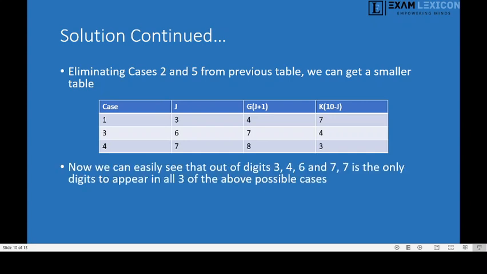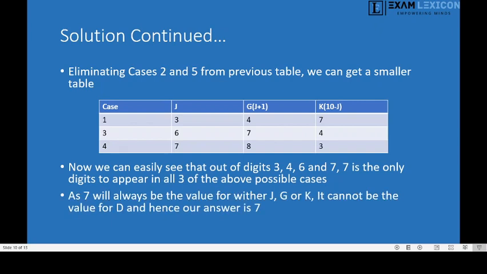Now we can easily see that out of the digits 3, 4, 6 and 7, 7 is the only digit to appear in all 3 possible solutions. As you can see in the first case, 6 is not there, so D can easily have the value 6. In the second case, digit 3 is not there, so D can easily have the value 3. And in the third case, 6 is not there, so D can easily have the value 6. But 7 is present in all the cases, hence our answer for this question is 7, as D cannot have 7 as a value.